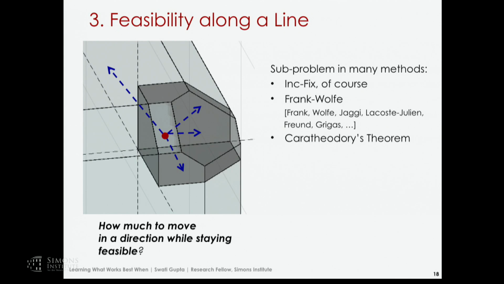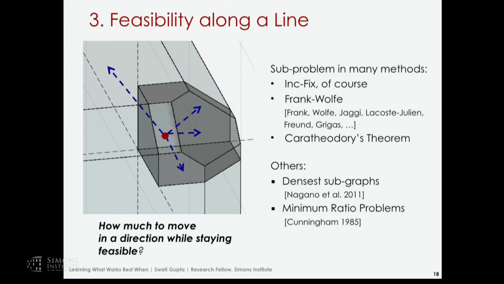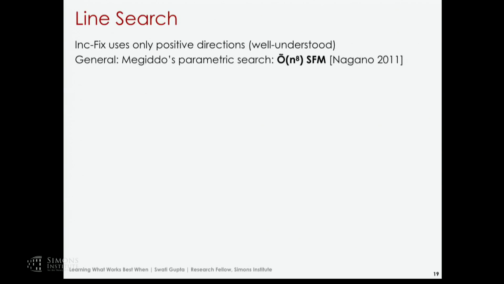It is also used in variants of Frank-Wolfe, in the Carathéodory-type theorem to decompose a point into its vertices as a convex combination. And it has also been used for other problems like densest subgraphs and minimum ratio problems. And the best known method for this, which was strongly polynomial, used n to the 8th submodular function minimizations. So this was a prohibitively large running time. Nevertheless, it was a polynomial method, and this was given by Nagano in 2011.